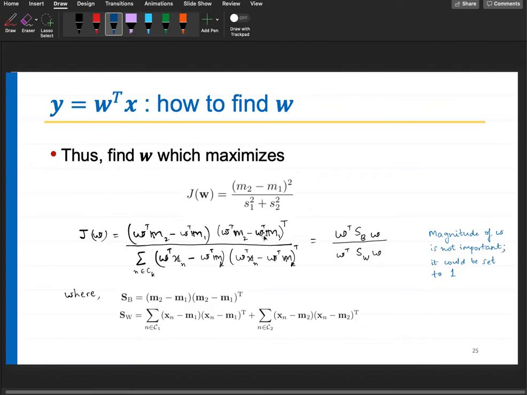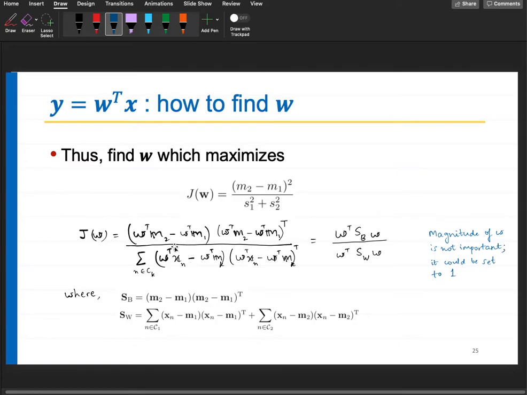Is this clear? To me it was not clear. Okay, let me tell you why. This is not true in general, but in this case m1 and m2 are scalars. That is why this is possible. Otherwise it would always have been something transpose into something. But here, since these are scalars, you can write it the other way: this into this transpose, meaning vector into vector transpose. So (W transpose m2 minus W transpose m1) into this whole thing transpose, divided by s1 square plus s2 square.